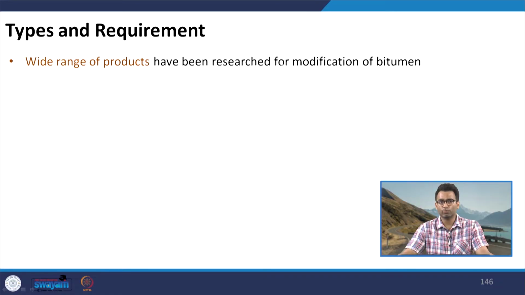So, it may happen that when the strain exceeds the limiting value, the material can have a tendency to crack. However, both these attributes can be achieved through modification of the bitumen. If we talk about different forms of modifiers that are available, we have a wide range of products that have been researched for modification of bitumen, and of course, we will not be discussing all this huge range of products. We will talk about the common modification techniques and the common modifiers that are being used for the purpose of manufacturing modified binders.